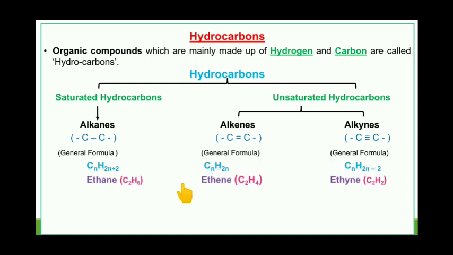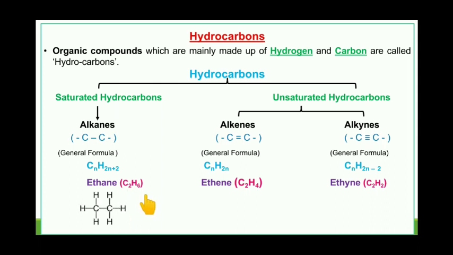Let us first see the alkanes. Example, ethane. You can get the formula of ethane by substituting the number of carbon atoms for this prefix eth. Eth means 2 carbon atoms. So by substituting 2 in this formula, you will get that ethane has the molecular formula C2H6. Now C2H6 is the chemical formula. How can we draw the structure from this?